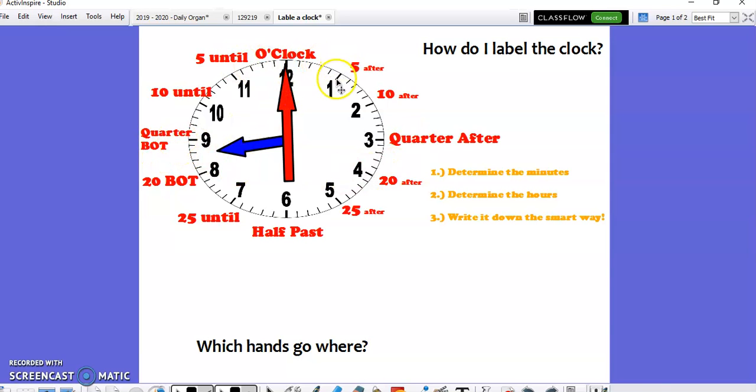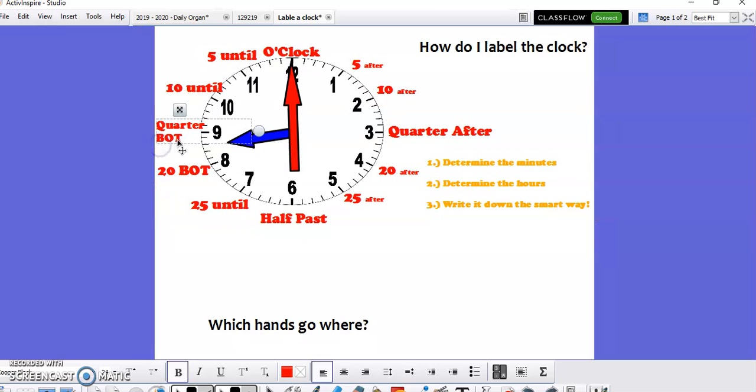And then starting at the 1 all the way down to the 5, we increase by 5-minute intervals and we say 5 after, 10 after, quarter after, 20 after, 25 after, until we get to the 6. The same can be said for starting at the 11 and going down to the 7, 5, 10, quarter, 20, 25, except this time we change the word. Some people say before, others say of. I like to say till or until. Quarter until the next hour, 20 until the next hour.